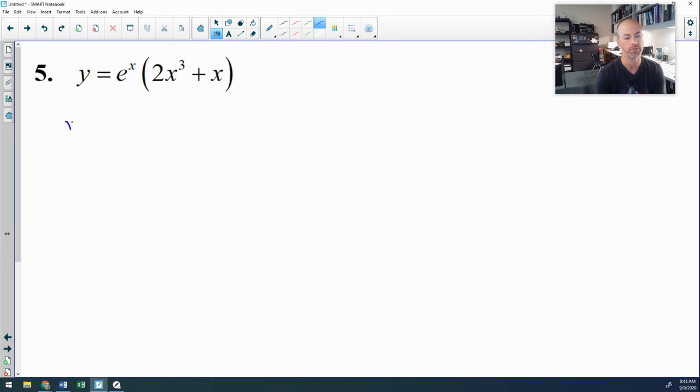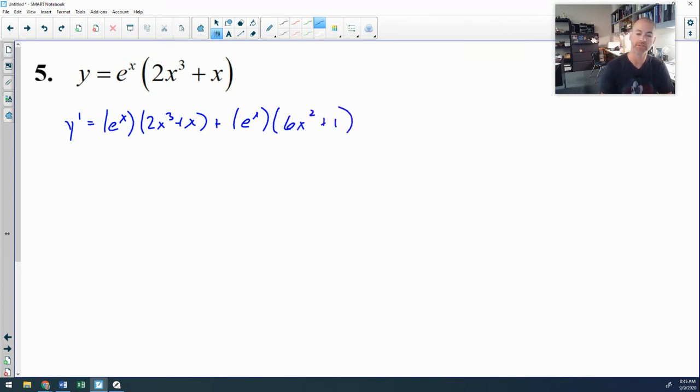So I'm going to do my first derivative, y prime, is just going to be a normal product rule. So leave e to the x alone. I'm sorry, the derivative of e to the x is e to the x. I'm going to leave 2x cubed plus x alone. Now I'm leaving e to the x alone times the derivative of 2x cubed plus x. And so there's my first derivative.